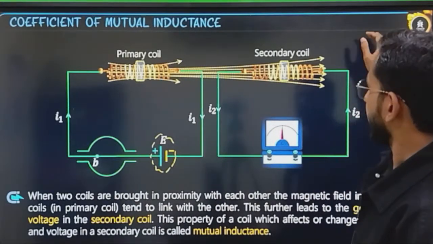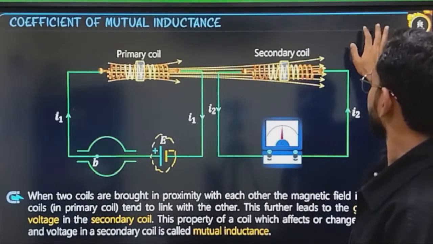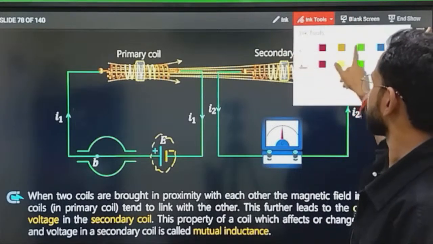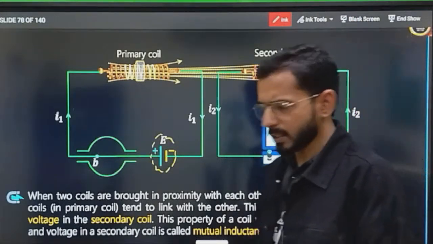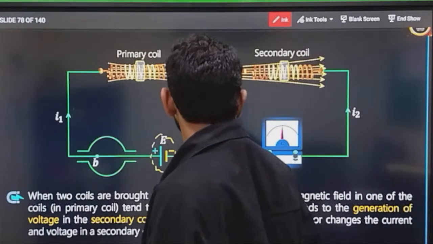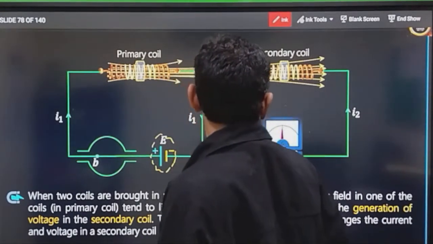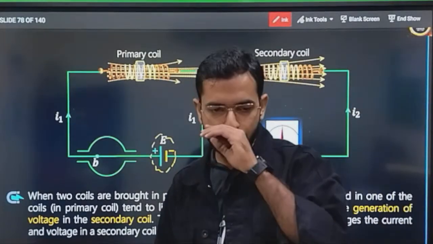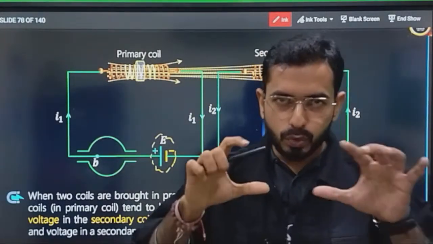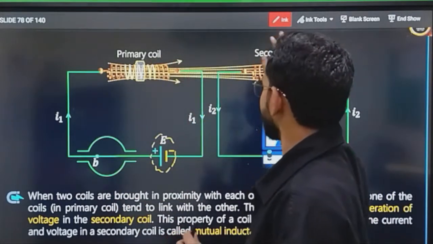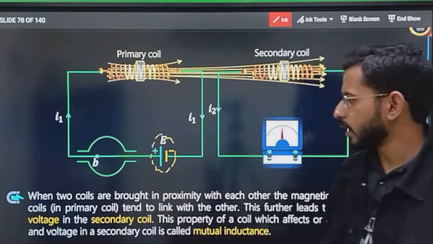Now we are towards the end of the topic. Let's discuss mutual inductance. Self inductance we have understood, sir, but what is this mutual inductance case? Let's suppose two loops are kept very close to each other. One is the primary coil, and the second we name the secondary coil.